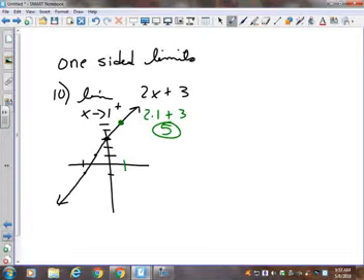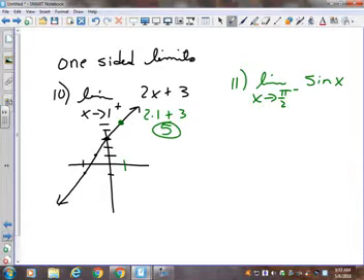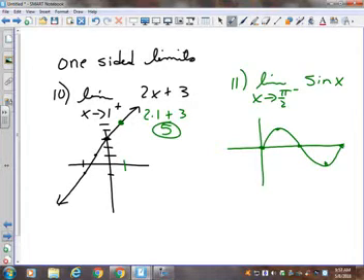Now, what if you're looking at this one? Let's do a trig example. Doesn't hurt to go back and review a little trig. If you remember, sine of x is that graph that goes 0, 1, 0, negative 1, 0, right? Everybody agree? 0, 1, 0, negative 1, 0. There's pi over 2. Does it meet?